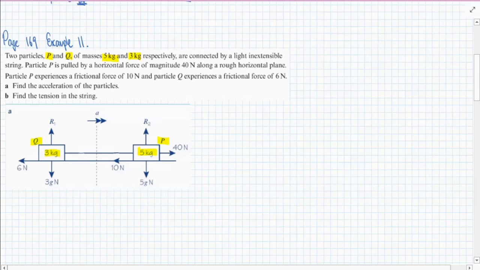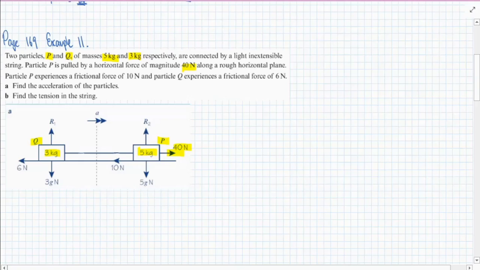They are connected by a light inextensible string. This is my light inextensible string here between the two. And particle P is pulled by a horizontal force of magnitude 40 newtons. This is my magnitude of 40 newtons. And it's being pulled along a rough horizontal plane.